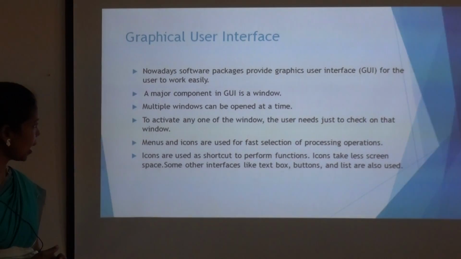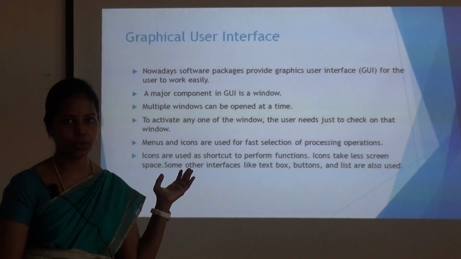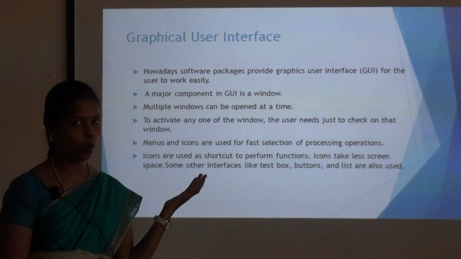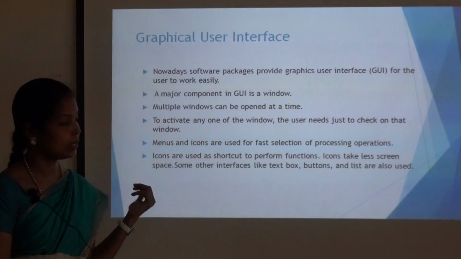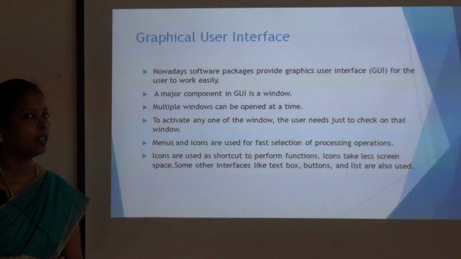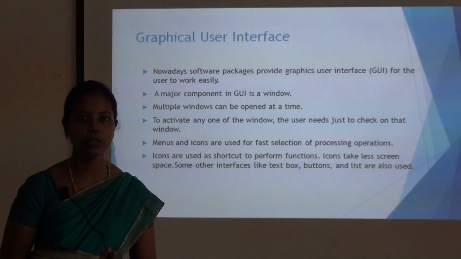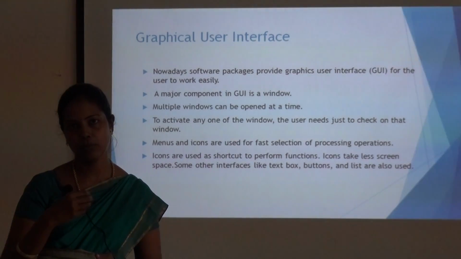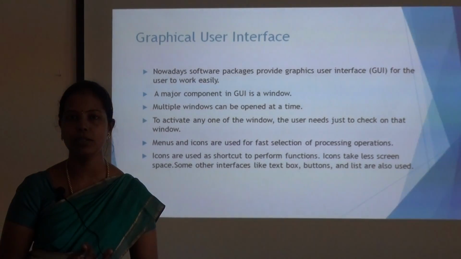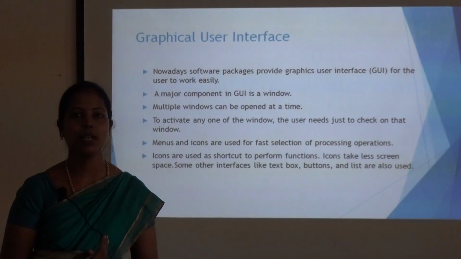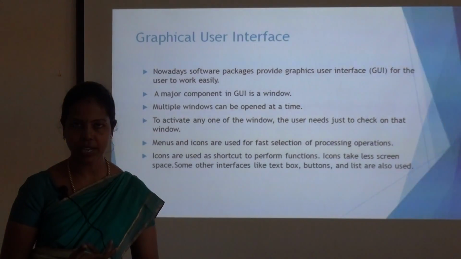Next point is to activate any one of the windows. As I said, multiple windows can be opened, and from them any one window you want can be selected, right? Then the use of menus and icons. You know what menus and icons mean. In whatever application you use, there are a lot of menus and icons available. These icons help you to open an application or a file very easily.